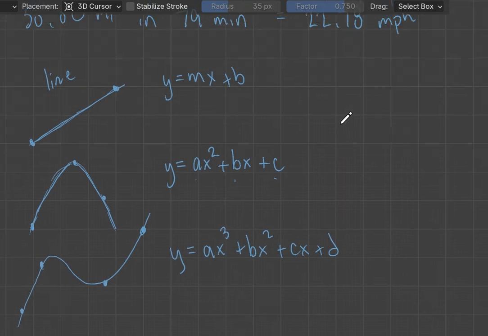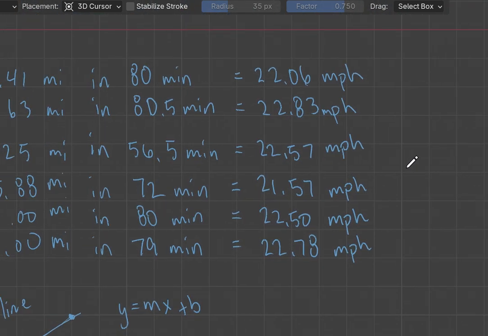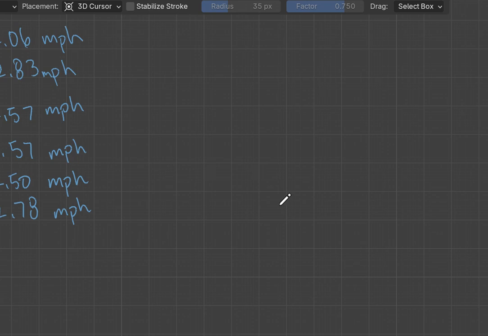So that being said, we have a whole bunch of points. We have 1, 2, 3, 4, 5, 6 points. So assuming some kind of random spread of points, 1, 2, 3, 4, 5, maybe 6, there is an equation where the curve will pass through all of these points.